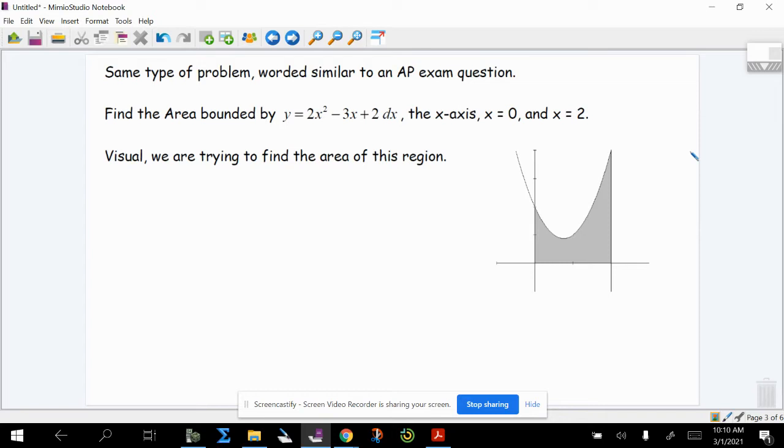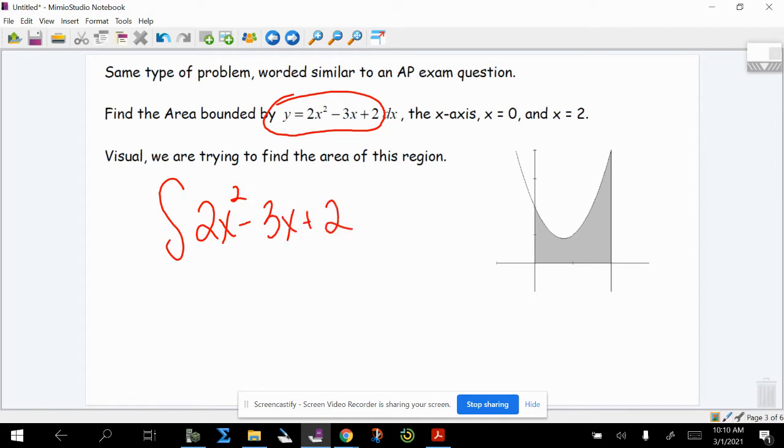So on the AP test, when they ask you to find area, your first thought should be, I got to integrate. And they have to tell you what is that function that we are integrating. So they will present a problem where they actually write your function equation as like a y equals. So that means that we know for sure we are integrating 2x squared minus 3x plus 2.